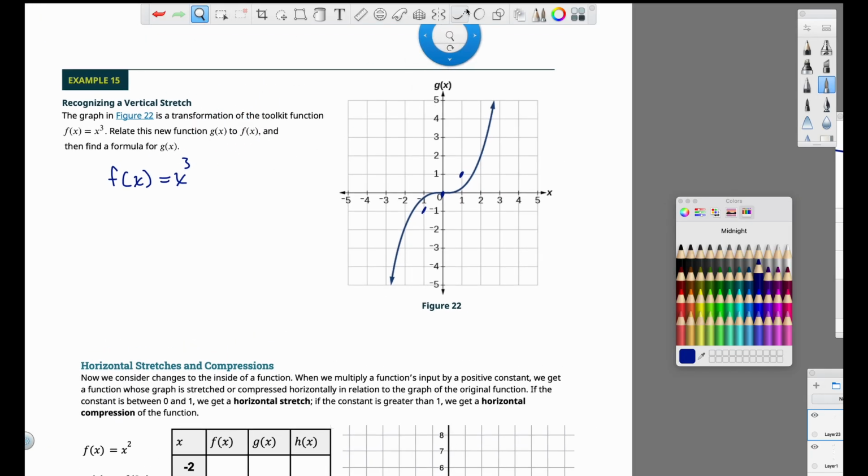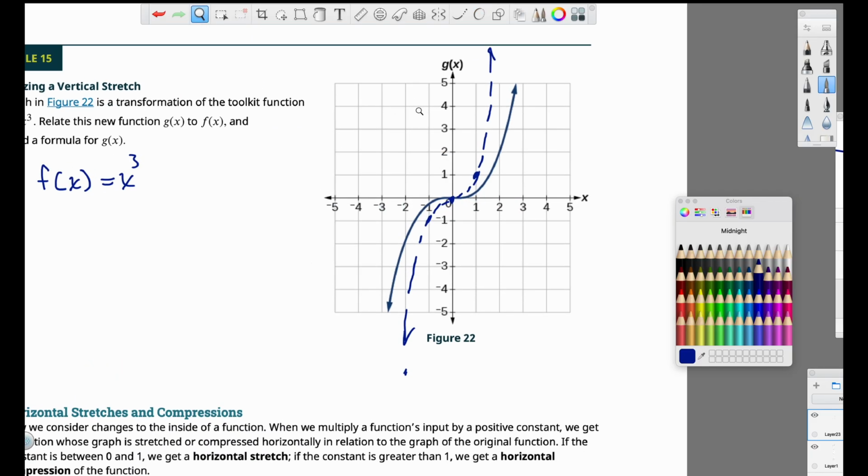And then 2, 8, right? 2 cubed is 8. We're all the way up here. 6, 7, 8. It's all the way up here. And if I put in -2, I get -8. We're all the way down here. So it's going to look something like this, right?